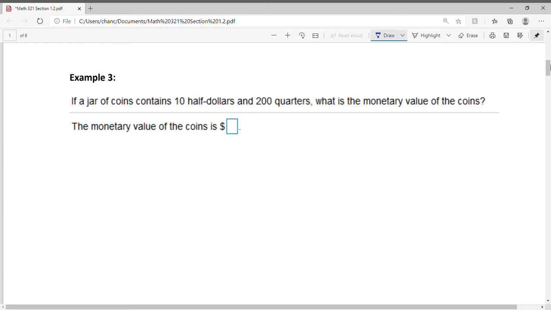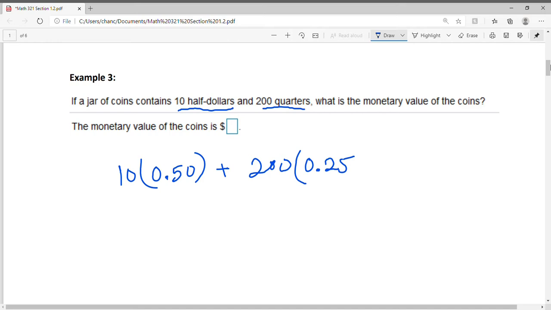Example 3. A jar contains 10 half dollars and 200 quarters. What is the monetary value of the coins? Well, we know we have 10 half dollars, so that's 50 cents each. And then I'm going to add 200 quarters, which is 25 cents each. So we just have to come up with this expression. 10 times 0.5, that's $5 worth of half dollars. And then 200 times 0.25.